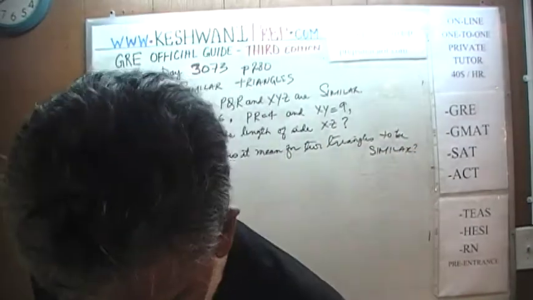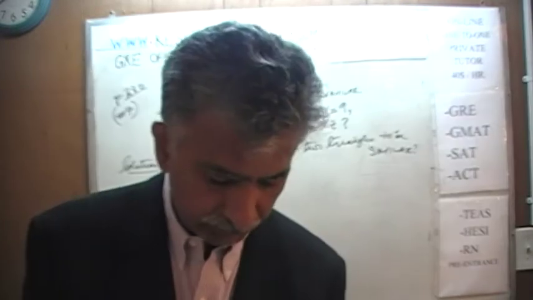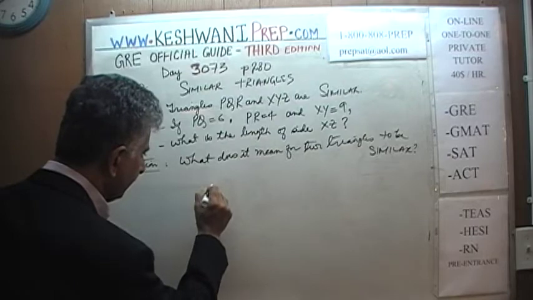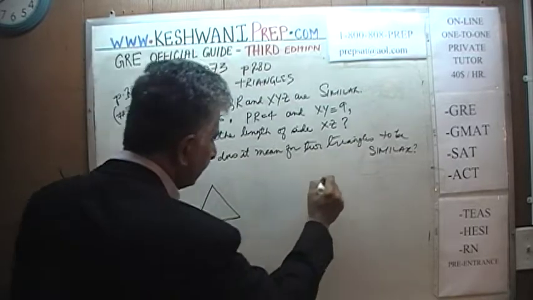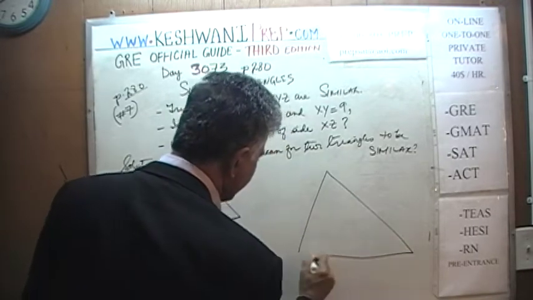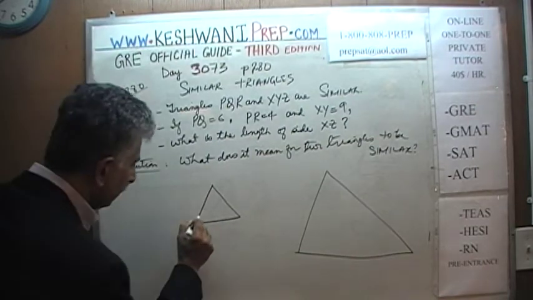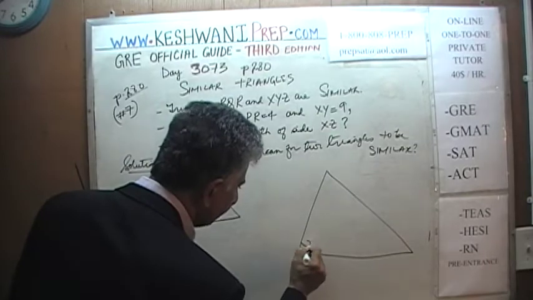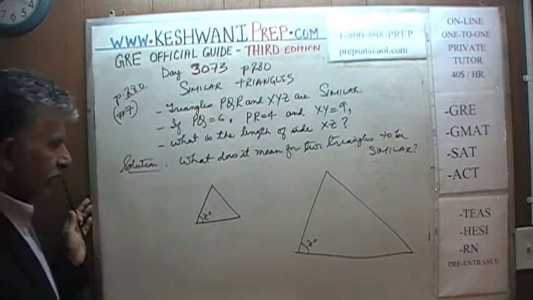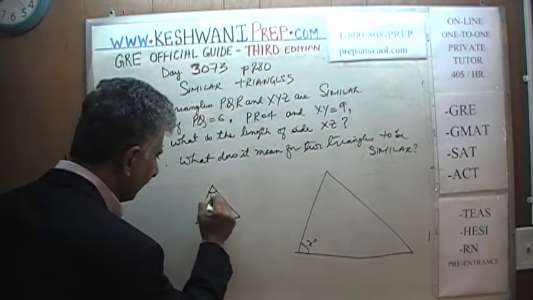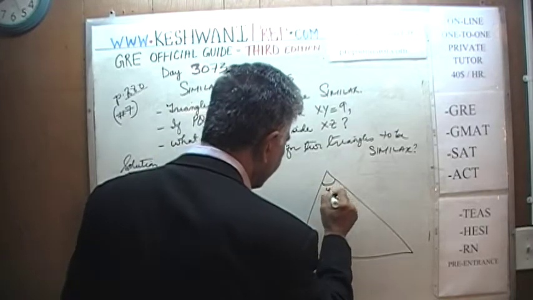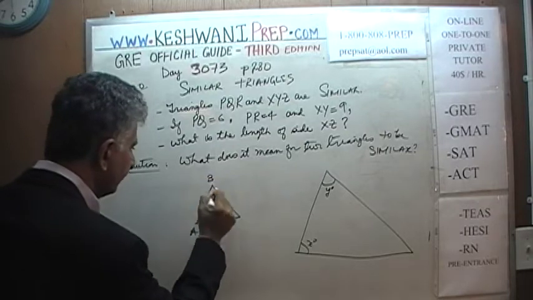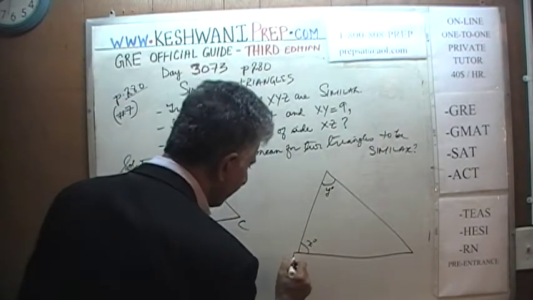Well, here's what's going on. Let's take a look at a couple of triangles. Let's plot a triangle here, like this, and another triangle, like that. Watch what happens. If we are told that this is x degrees, and this is also x degrees, and this is y degrees, and this is also y degrees, let's give these sides names so we can talk about them. Let's call this triangle ABC and this triangle PQR.